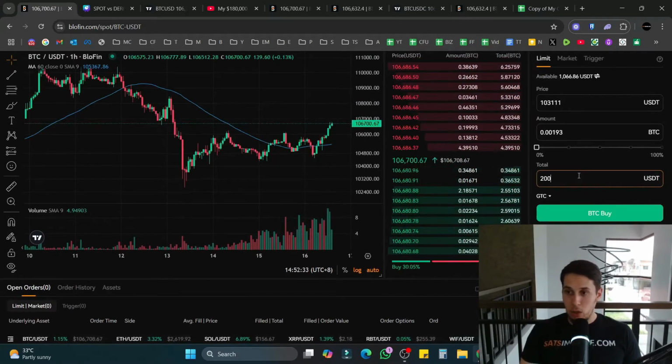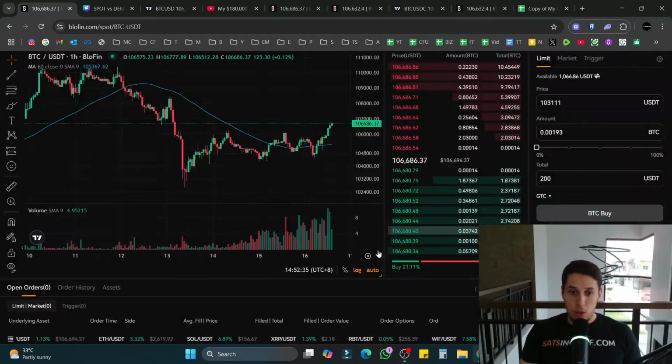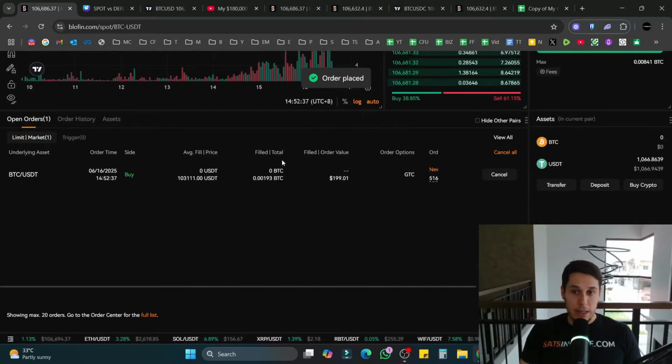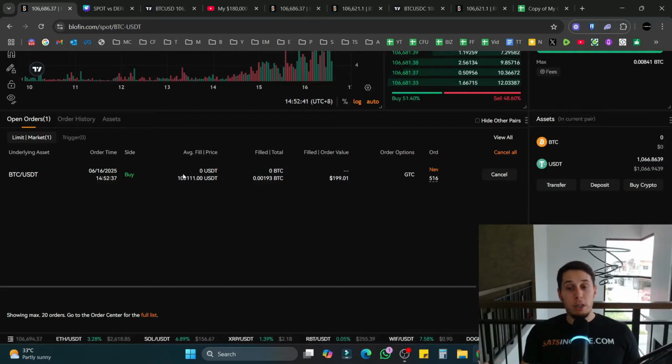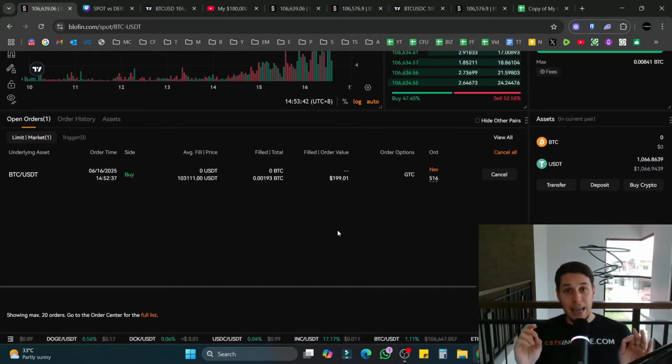Actually, let me put back the order for a moment right here so I can better explain to you. So here is the order. Okay, am I being charged any fees for this order as it is right now? Not at all. Why? Well, because this order is not filled. You only get charged trading fees when the order actually gets executed.